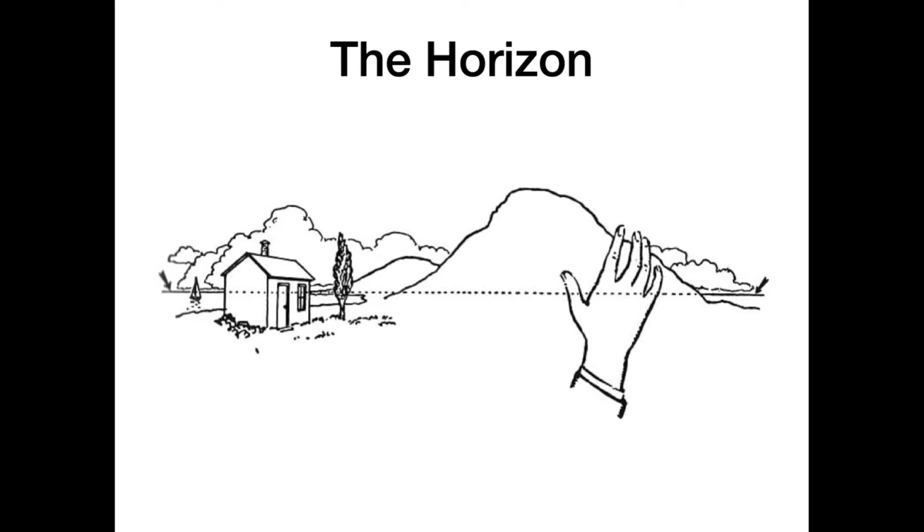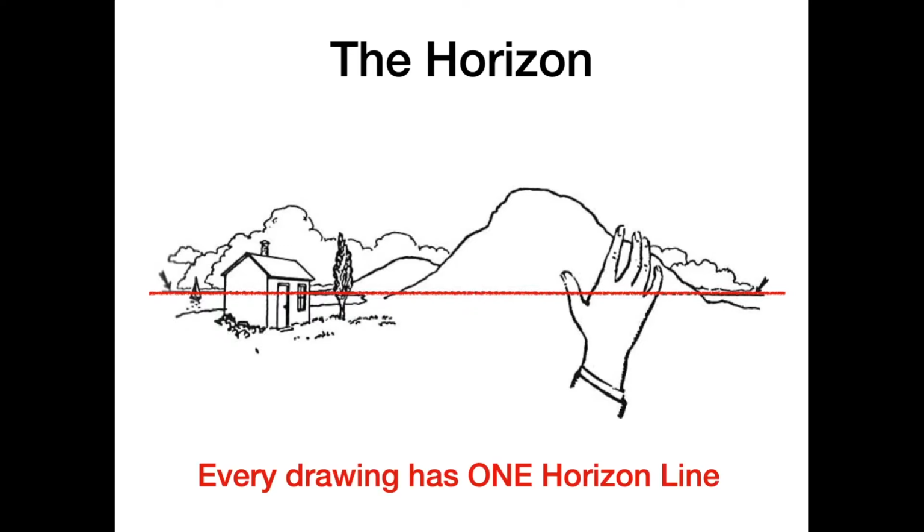Think of it as continuous. Even if you were to go indoors and the walls were in the way, the horizon is still there. If your hand is in the way, the horizon is still there. Even if you can't actually see the point where the sky meets the ground, it is always there. And most importantly, every drawing has only one horizon. Only one. Even if it's off the page, even if you can't see it, it is still there.